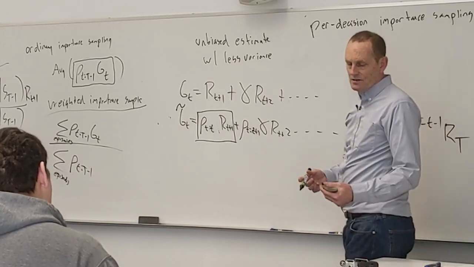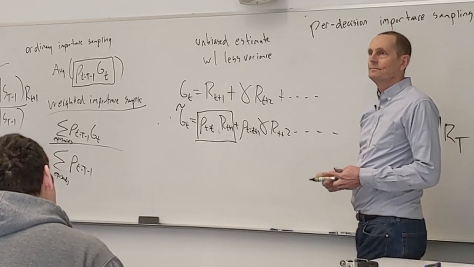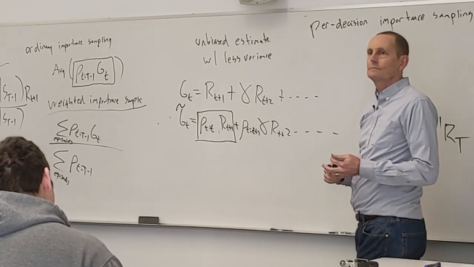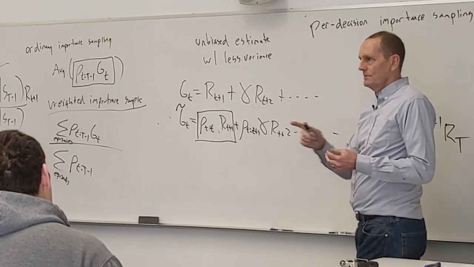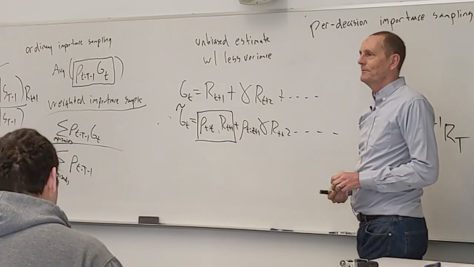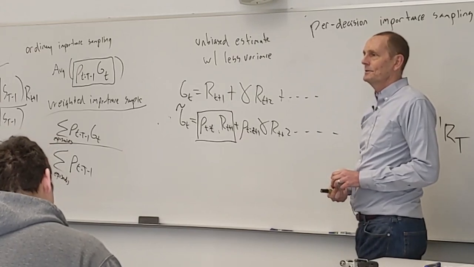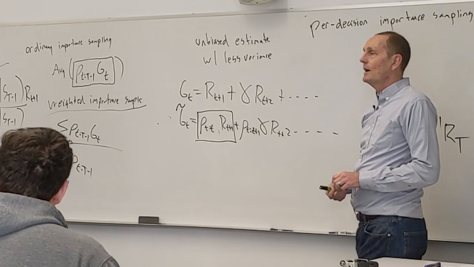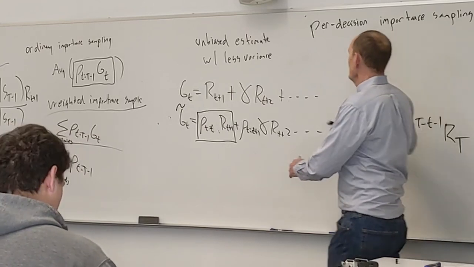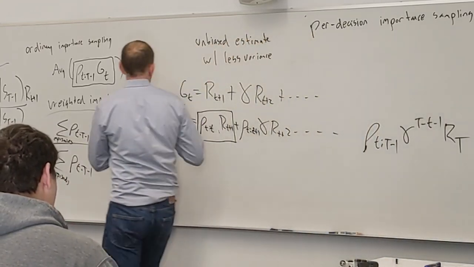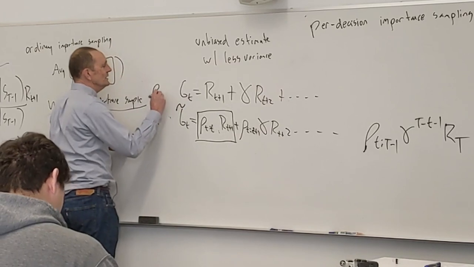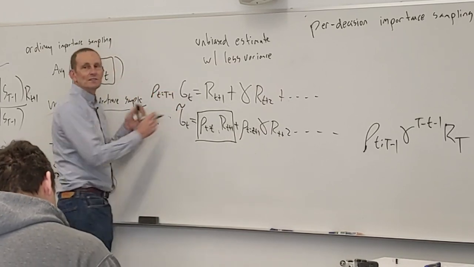Why does this give us less variance, Matt? There we go. I was looking for you. You were too close. Why does this give us less variance than our original, where we just take rho T, T minus 1 times this entire thing?